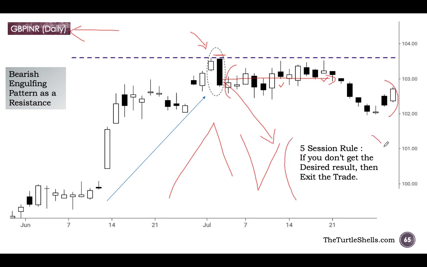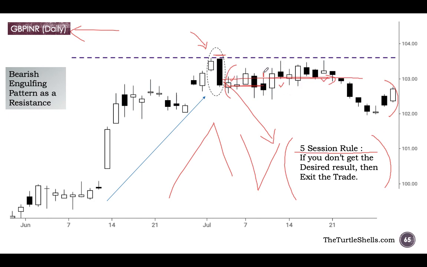Another quick tip for you is the 5-session rule. This I learned from my coach Steve Nison. If you don't get the desired result, then exit the trade. So in 5 sessions, so after I take a trade here, for example, I wait for 5 candles. So 1, 2, 3, 4 and 5. Up until this candle, if I don't get my desired result, I should be out of the trade. The reason for that is if I'm not out of this trade, my money is still stuck in the market, because essentially here the market is flat. So the 5 session rule tells us exit here and use the money to take some other trade. Otherwise your money will get stuck here.